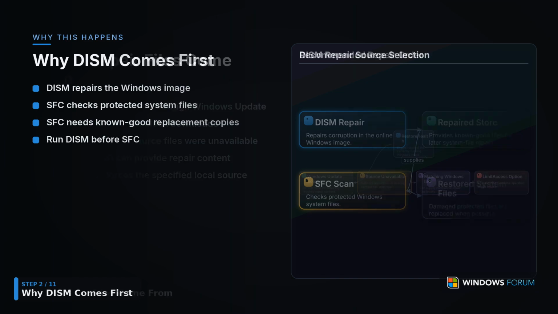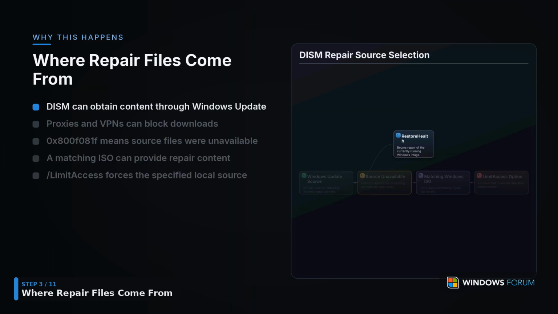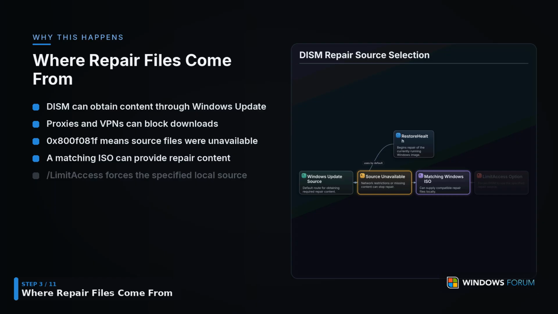to complete a repair. Unless you specify another source, DISM can contact Windows Update for required repair content, so a stable connection matters. A restrictive proxy, VPN, management policy, or unavailable organizational update service can prevent that download. Error 0x800F081F indicates that the required source files could not be found. For a stubborn failure, you can use installation media matching the installed build, architecture, language, and edition. The source option identifies those files, while limit access prevents contact with Windows Update.